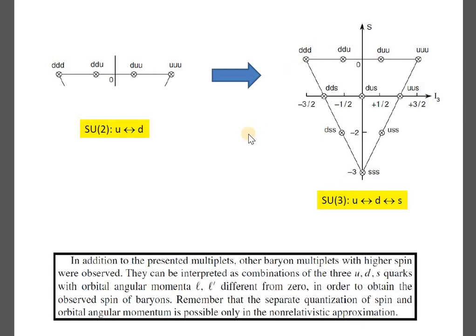Okay, now it is important to note that in addition to the presented multiplets which I have talked about before as well, other baryon multiplets with higher spins were observed, which can be interpreted as combinations of 3 UDS quarks with orbital angular momentum quite different from 0, in order to obtain the observed spins of baryons. Now it is important to remember that the separate quantization of spin and orbital angular momentum is possible only in the non-relativistic approximation. Okay, so this is the scenario, right?